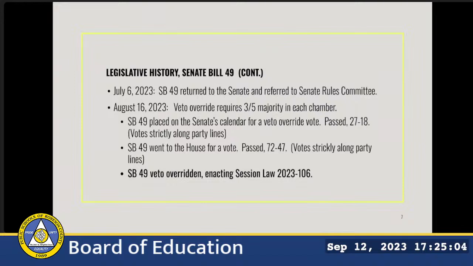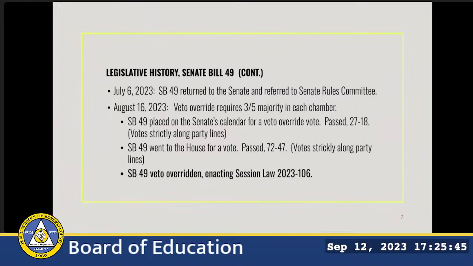And on August 16th, the bill popped out of committee and went to the Senate floor for a vote, and it passed 27-18. So that 27-18 is exactly 3/5 of the members who were present, if you do the math. And the vote was strictly along party lines, and then it went over to the House the same day, and it passed 72-47, again strictly along party lines and with the exact number of votes that were needed to override the veto. So there wasn't a single vote to spare to override the veto, and on August 16th, this became law, with an effective date for most of the pieces of this legislation of August 15th.